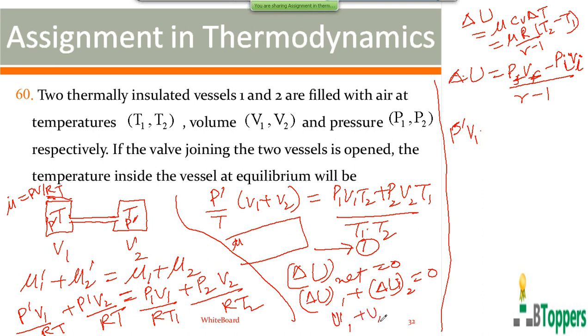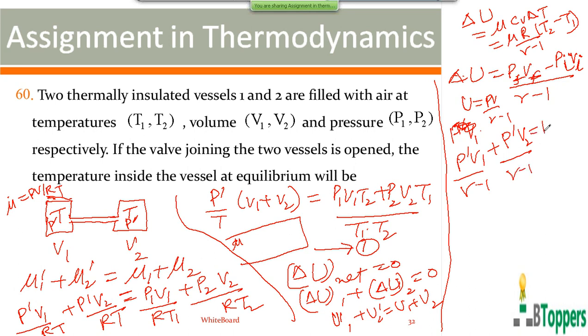U1 dash plus U2 dash equal to U1 plus U2. That means total energy will remain constant. So energy of an ideal gas you can write PV by gamma minus 1, P the pressure. So final energy of the gas in the first vessel can write P dash into V1 by gamma minus 1. Final value of energy of the gas in the second vessel P dash into V2 by gamma minus 1.